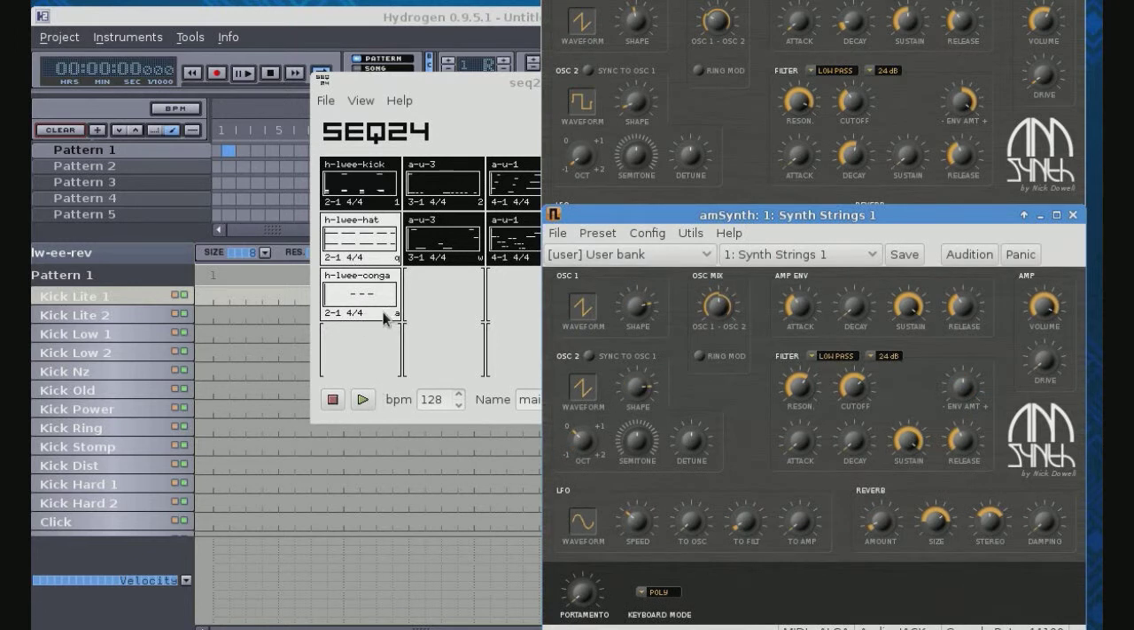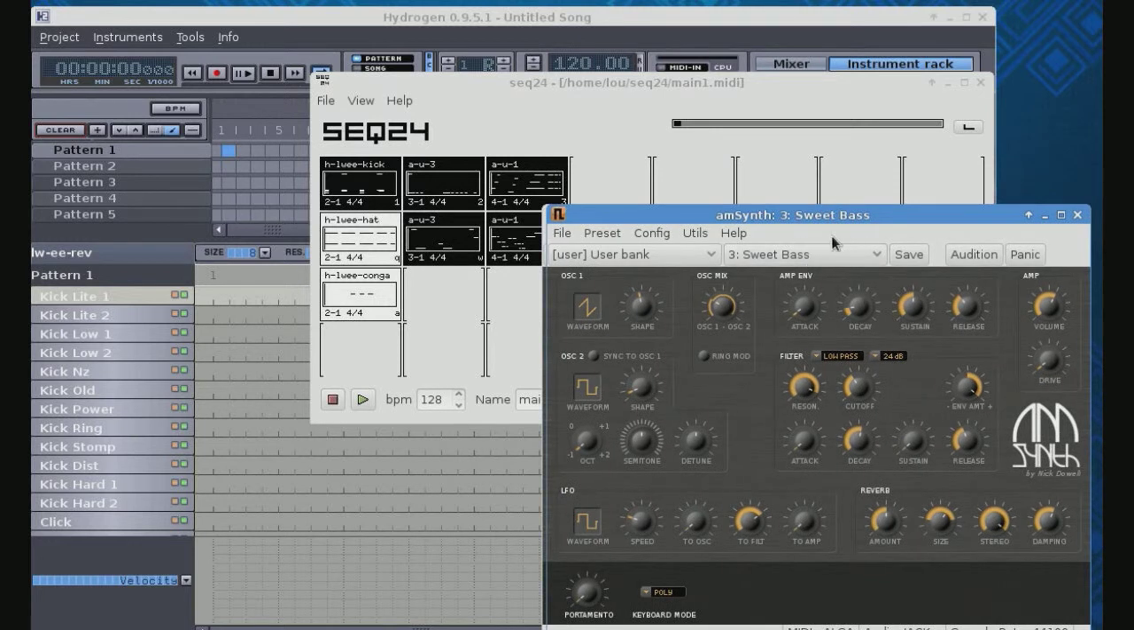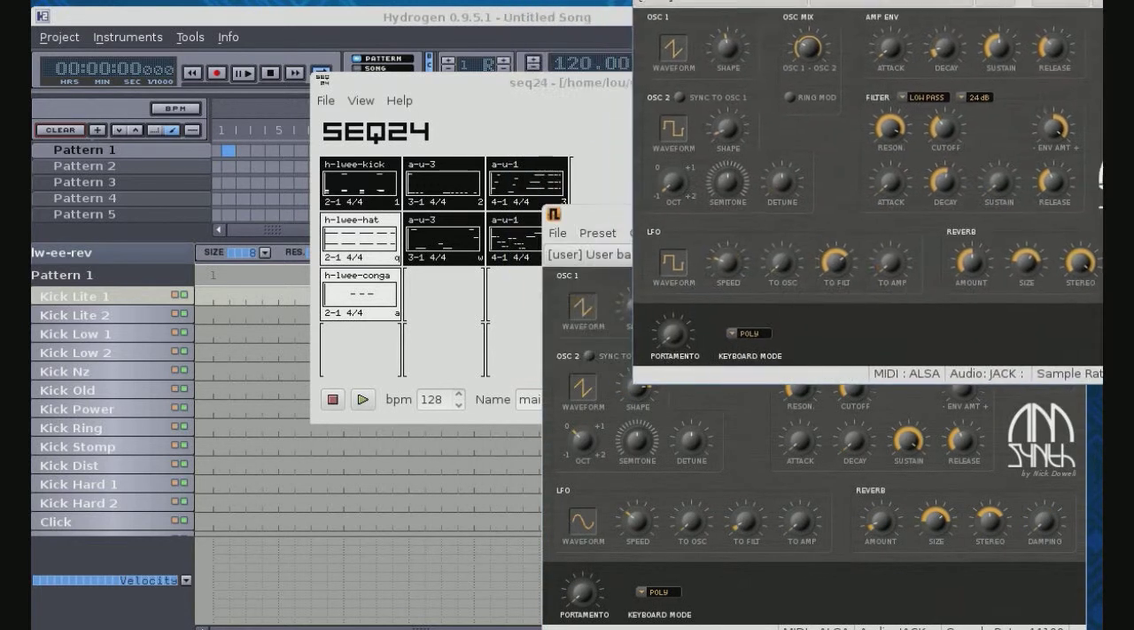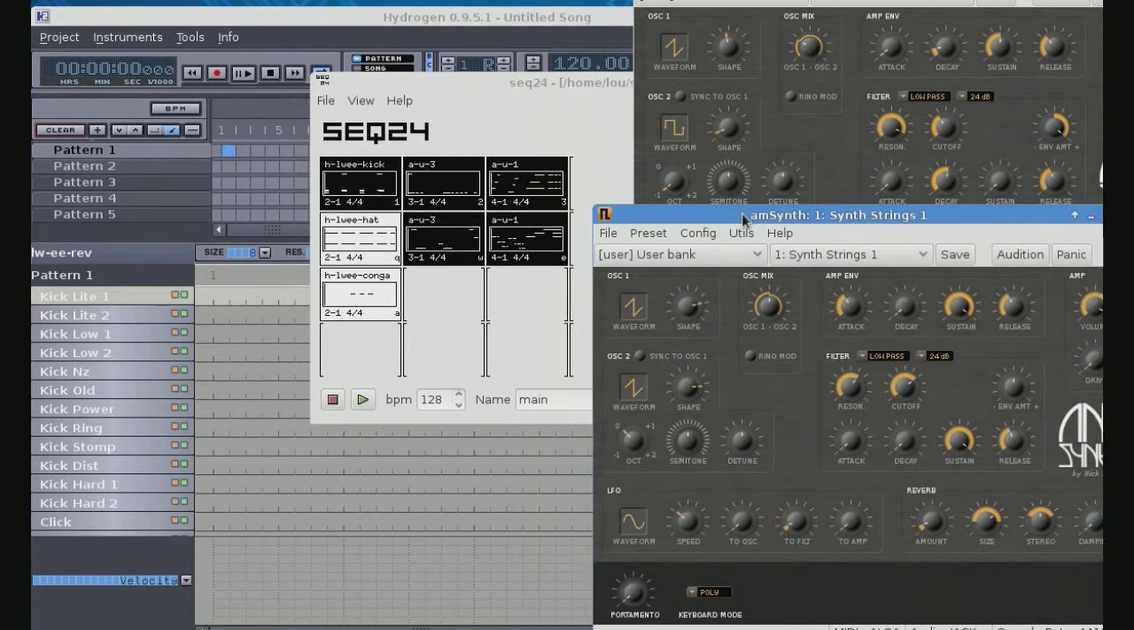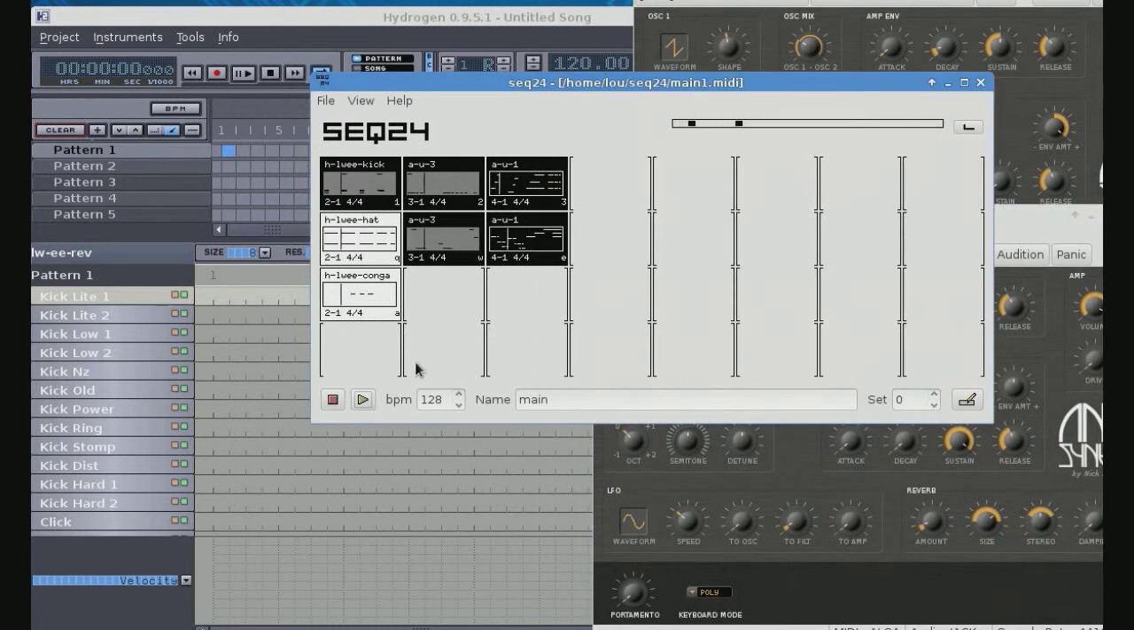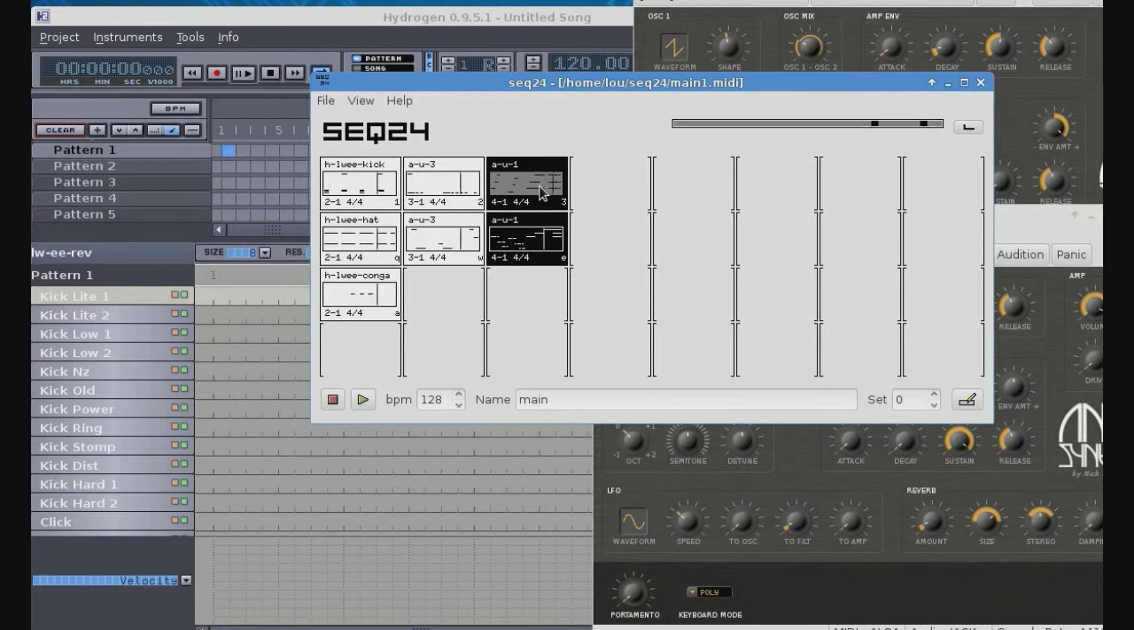Hydrogen, as long as we stay in the same drum kit, we can put in multiple patterns for a drum kit, just like in AM synth we did here. In AM synth, number three, the sweet bass is what it's called. I have two completely different patterns that I'm running on it. I can run them independently because I'm keeping the same instrument. Same with number one, which happens to be synth strings. Let's just hear those by themselves. And so that's how that works.